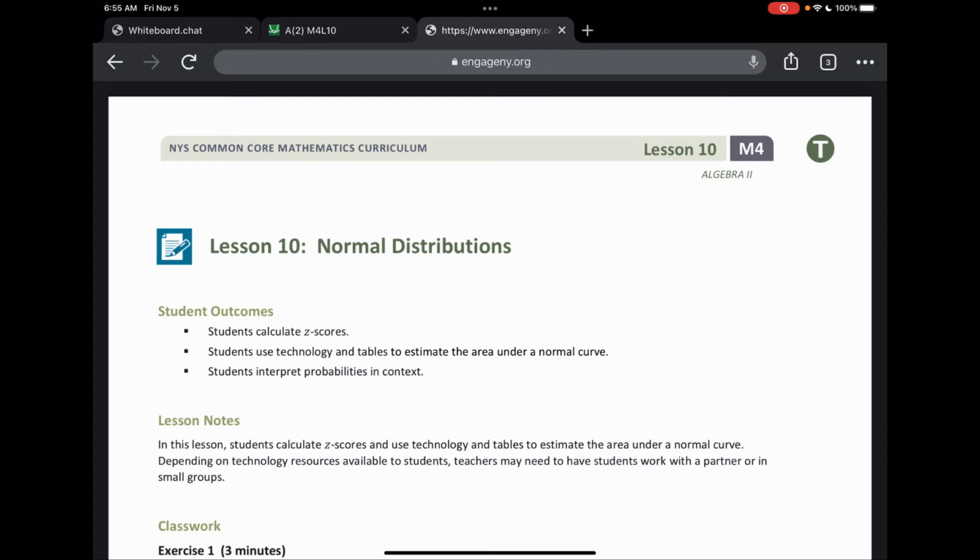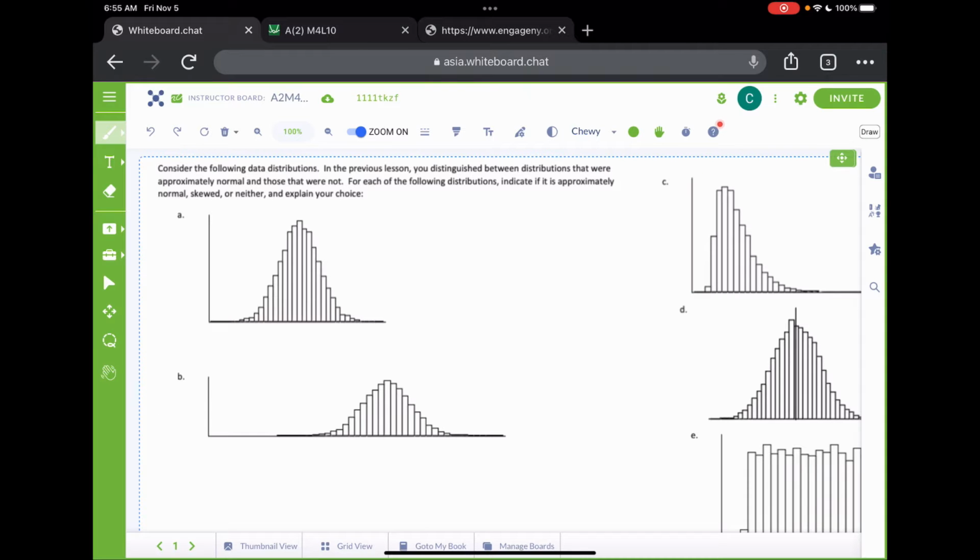So lesson notes, it says, in this lesson, students calculate z-scores and use technology and tables to estimate the area under a normal curve. Depending on technology resources available to students, teachers may need to have students work with a partner or in a small group. So you're going to need to get together with people that have the same calculator as you and figure out how to do this on your own calculator. I'm going to give you a demonstration on Desmos, whichever one of you can use, but it's better for you to be able to use it with your own calculator to get familiar with your own tools. So let's go to the whiteboard.